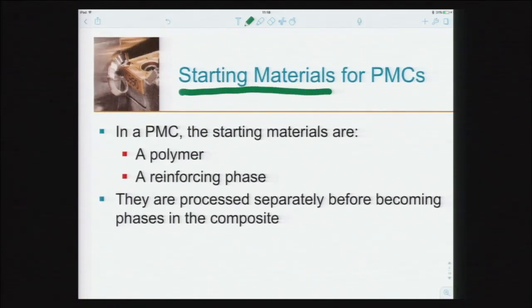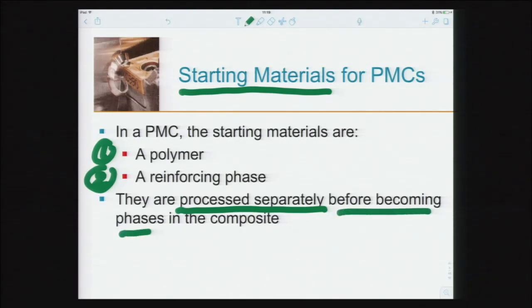Starting material for PMCs. In a PMC, the starting materials are first a polymer and second a reinforcing phase. These two materials are processed separately. So you use one process to make a polymer and then you use another process to make the reinforcing phase. So these two materials are processed separately before becoming phases in the composite.